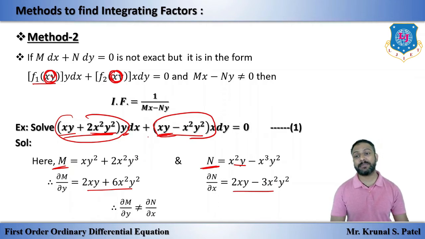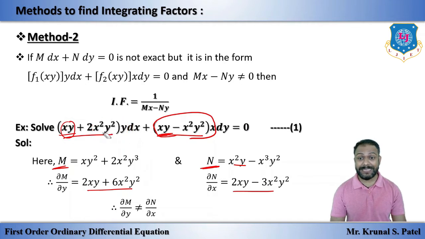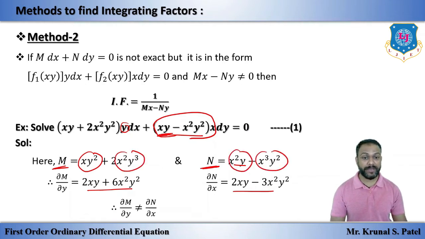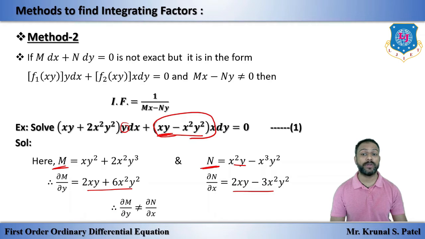Now it is not exact, but now we have to check whether it is of this form or homogeneous. It is not homogeneous. Why? Sir, degree 2, degree 4 are different, and if we multiply y inside this, we have degree 3, degree 5. Here degree 3, degree 5, not the same, so it's not homogeneous. So now we'll think about this form, function of xy.